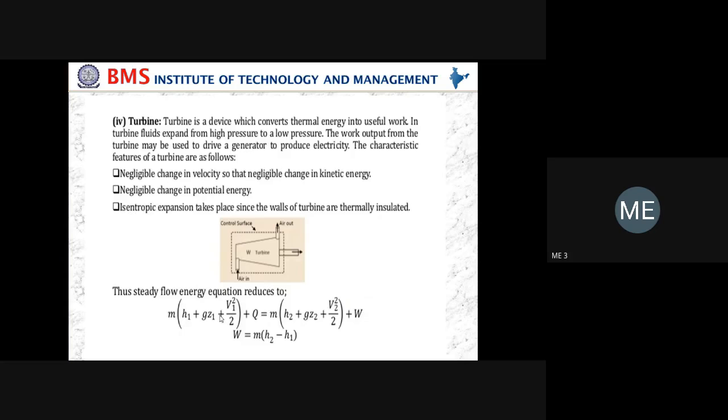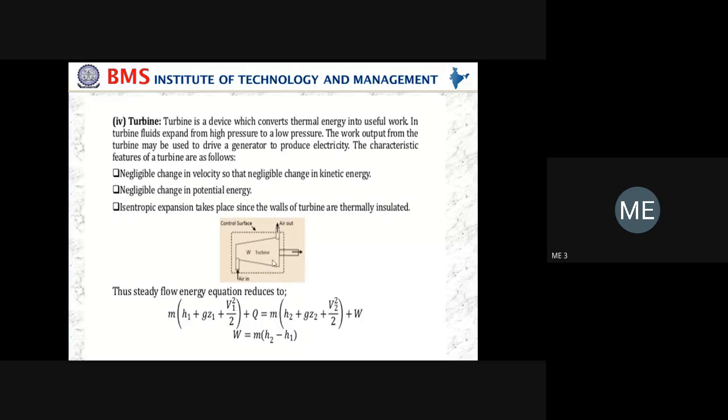It is m into h1 plus gz1 plus v1 square by 2 plus q equals to m into h2 plus gz2 plus v2 square by 2 plus w. Okay, so after writing the steady flow energy equation, you are going to do the assumption. Anyhow, W is positive because it's a work generating device. You have to take W as positive, and then you have to take Z1 and Z2, neglecting the datum. Next, assuming that V1 and V2 are same.